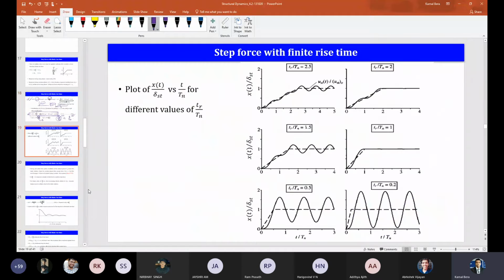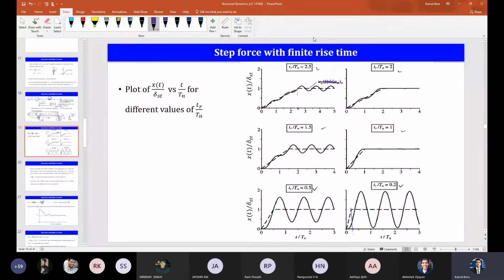Okay, let us see. So we are plotting x(t) by delta st versus t by Tn on the x-axis, for different values of the rise time. You see, starting from tr by Tn 0.2, 0.5, then 1, 1.5, 2, 2.5, increasing slowly. Also in the figure you can see how the rise time is more: 2.5 here, and here you see very fast, 0.5, and here it is 0.2 around.